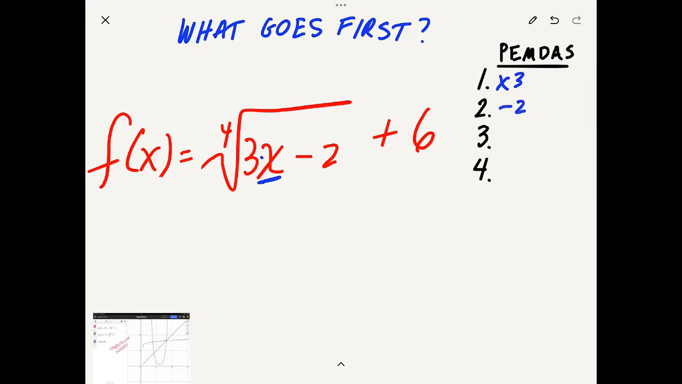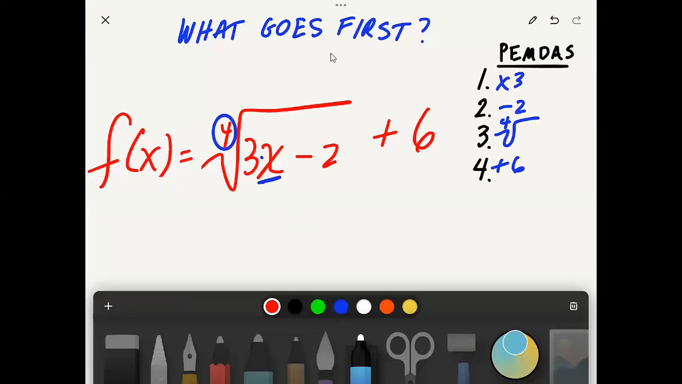Now, the next thing that we're doing is we're taking the fourth root. And then the last thing that we're doing is we're adding 6. Okay. Now, if we wanted to find the inverse, first of all, we're going to reverse the order, and we're just going to find the inverses and do it in that order.